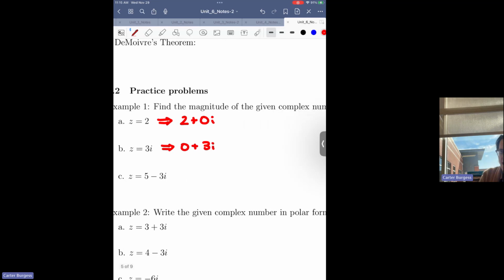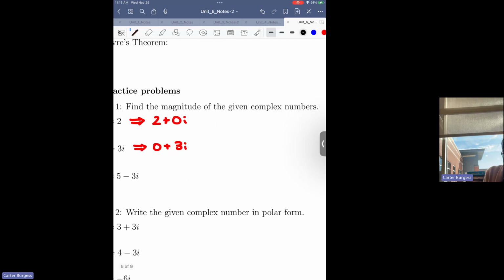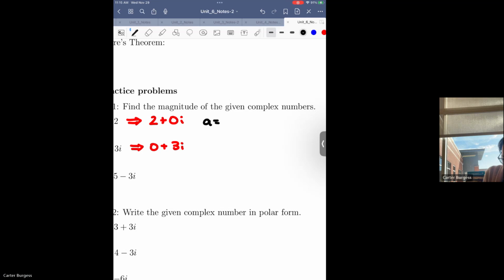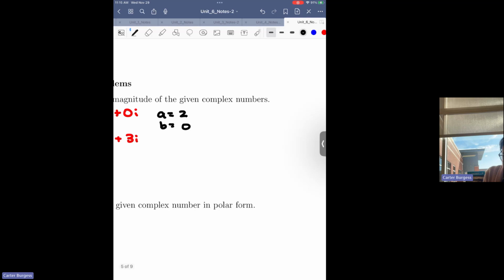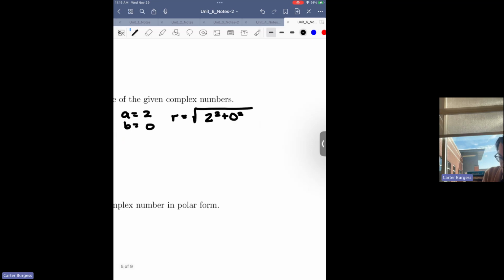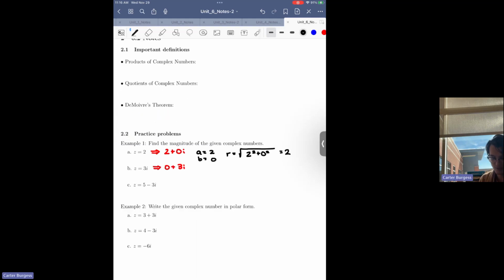So in the case of A, what are our values for a and b? 2 and 0. And so our value of r is going to be the square root of 2 squared plus 0 squared. I get that this is 2, which should hopefully be comforting. We would hope that the absolute value of 2 is 2. And that is, in fact, exactly what we find.